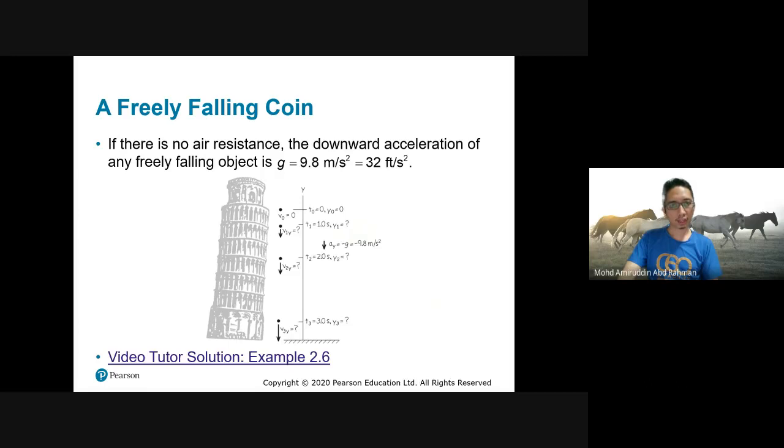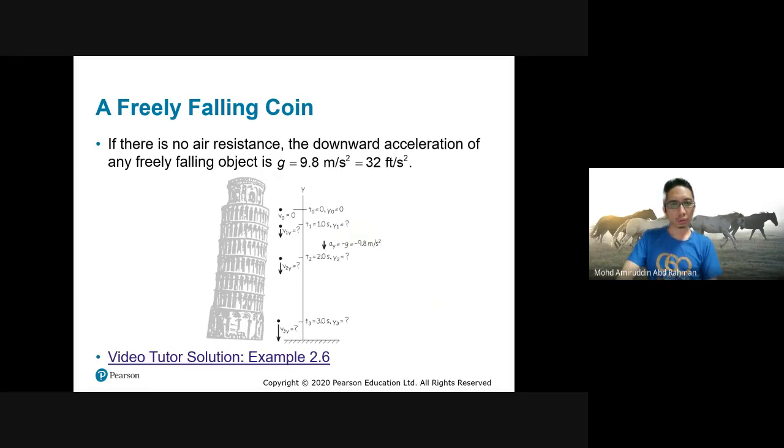Initially, of course, because the object doesn't move, we have v naught as 0, and then we have t also at 0 and y also at 0. But once it moves, we will have the values for different velocities until it reaches the ground.